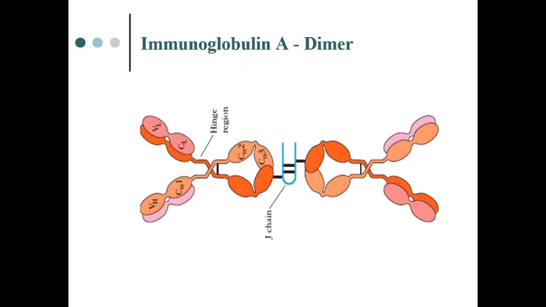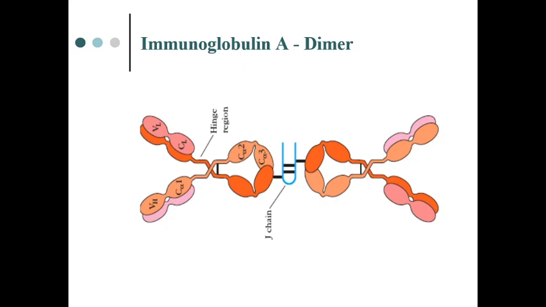Now, as far as the half-life of IgA in the serum is concerned, it is about 6 days, and it is about 10 to 15% of the total immunoglobulin in the serum. The dimeric form of IgA, which is linked with the J chain, would have a molecular weight of about 600,000, whereas the monomer, just like IgG, is about 150,000.